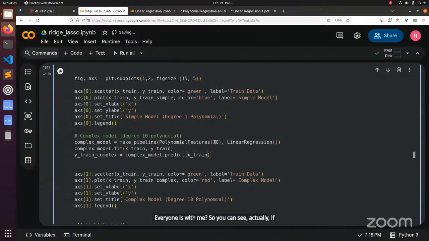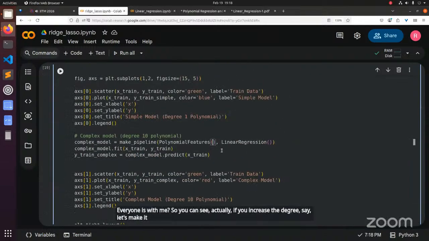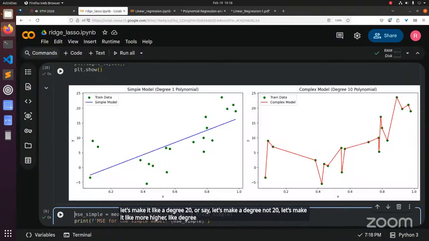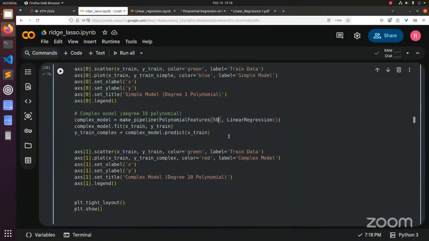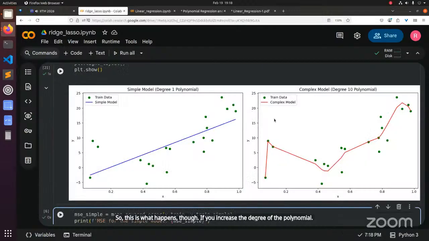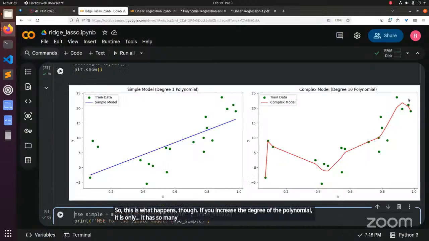If you increase the degree, say let's make it a degree 50 polynomial, you see the degree 50 polynomial looks even more complex, right? This is what happens if you increase the degree of the polynomial: it has so much noise, it does not explain the data set properly. There is high variance in the data set.